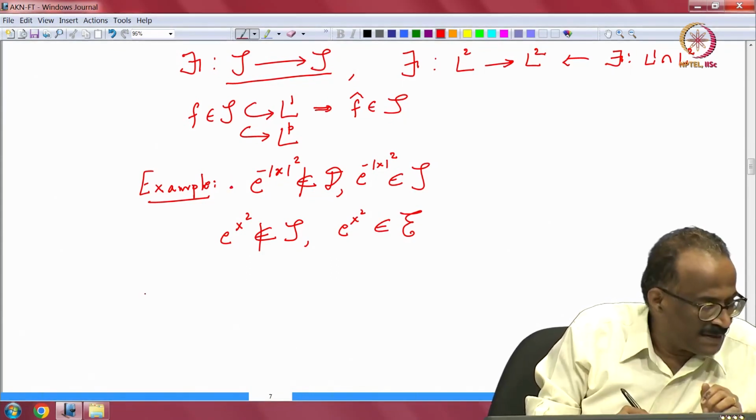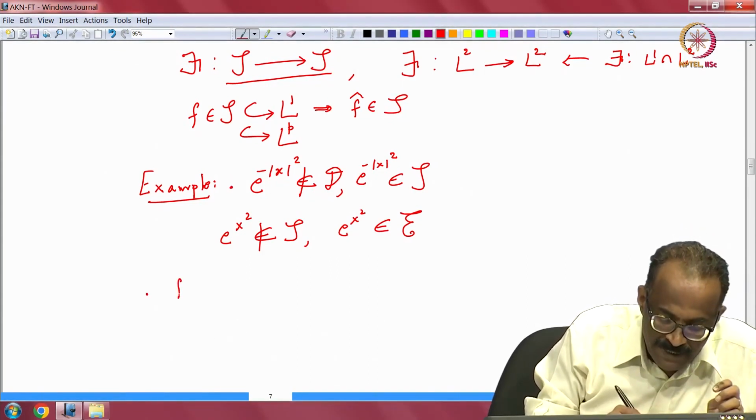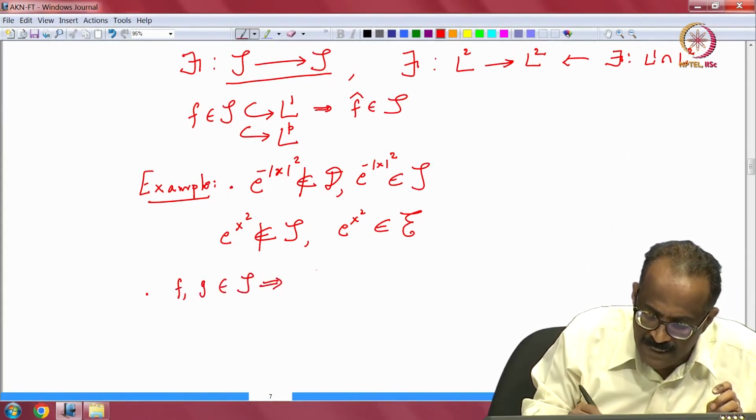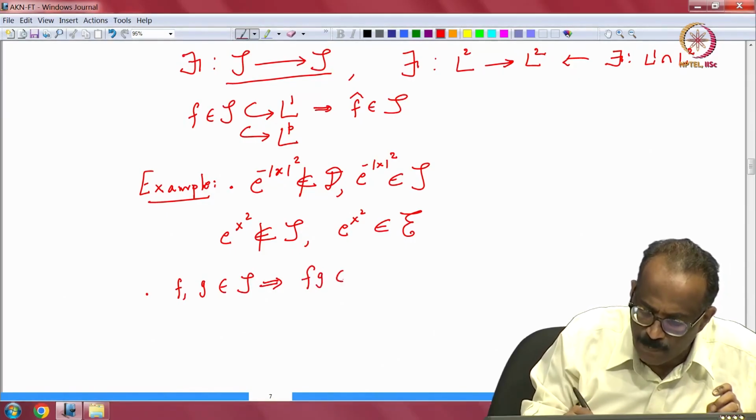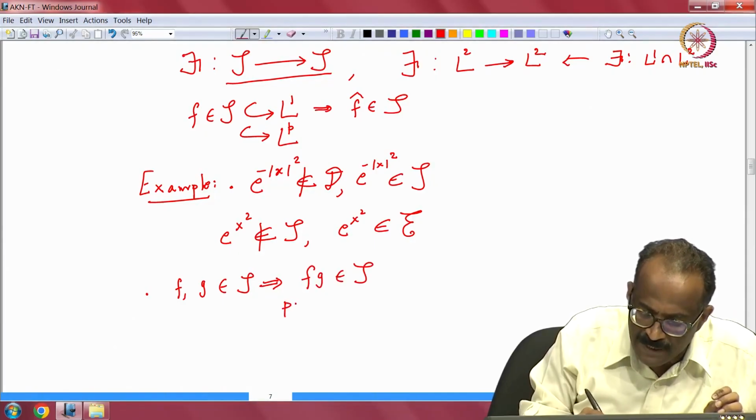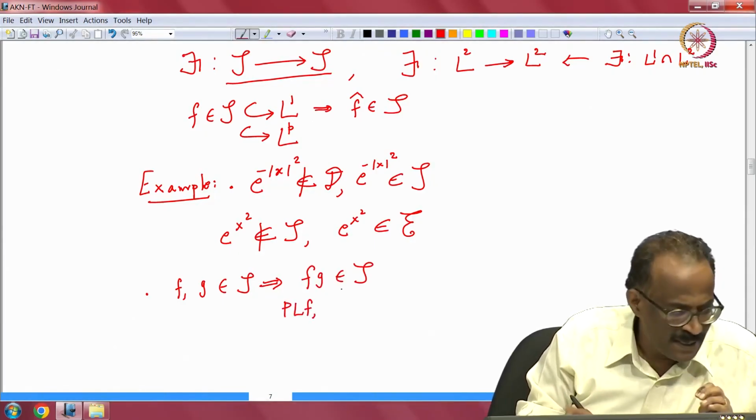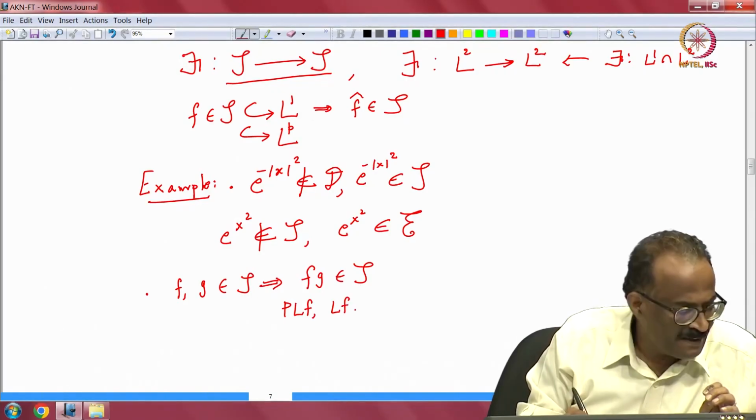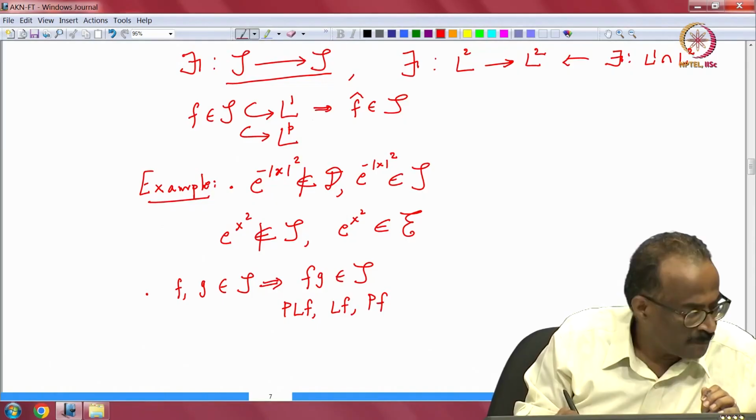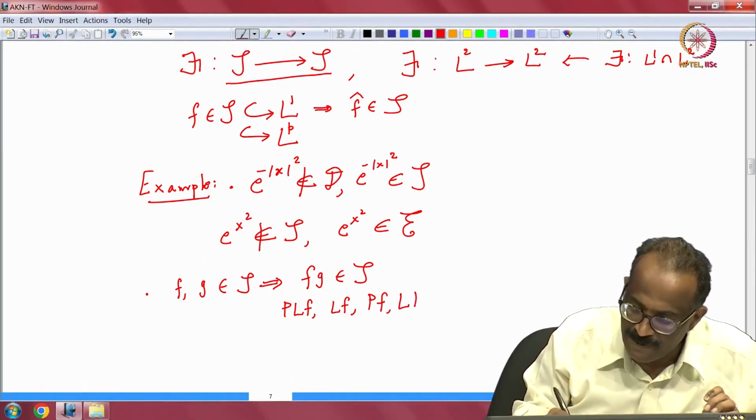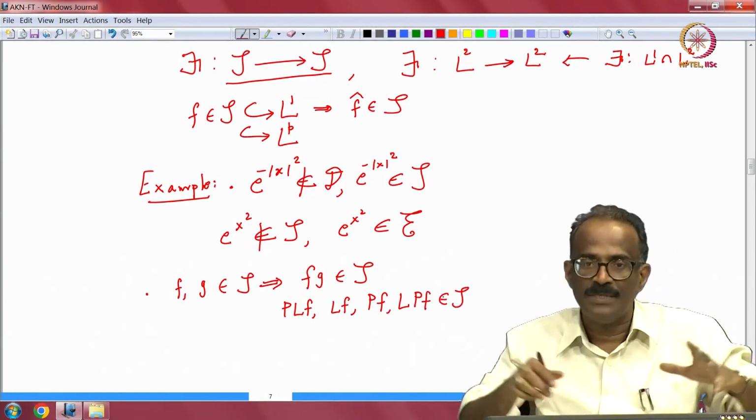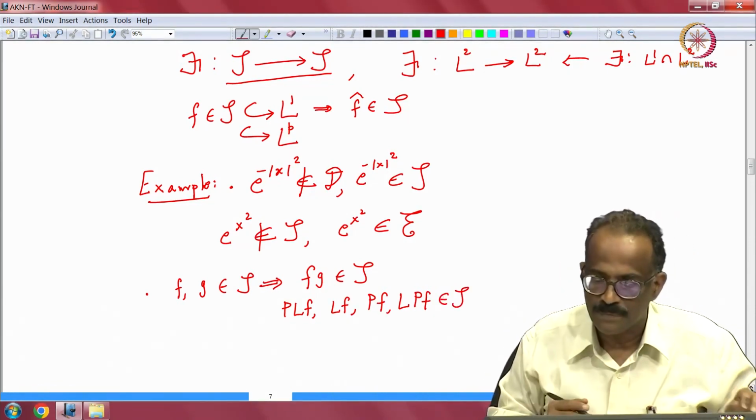So, if f and g are in zeta, you can prove a lot of things that imply f g is in zeta. So, there are a lot of properties about zeta. It is an algebra, P L F is in zeta, P L F and L F and P F, L P F, these are all. So, zeta is preserved under all these operations in that way.